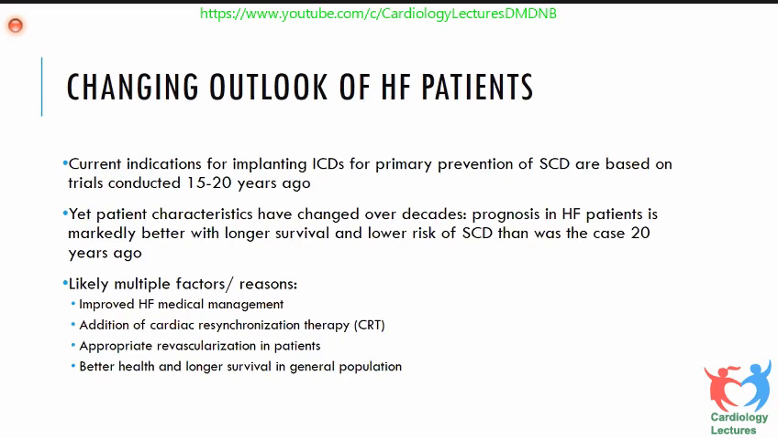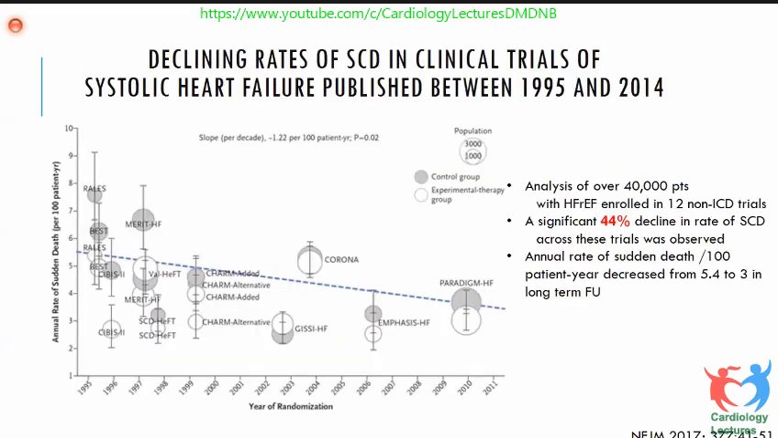And what's more, there is a changing outlook of our heart failure patients because of the new therapy or additional CRT and appropriate revascularization. And remember, the current indications for implanting ICD for primary prevention of sudden cardiac death were based on clinical trials 15, 20 years ago. This diagram is very interesting.